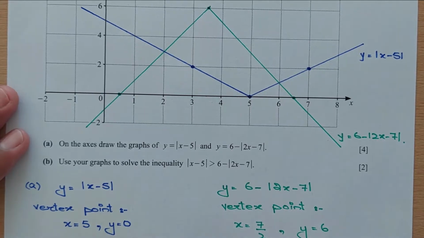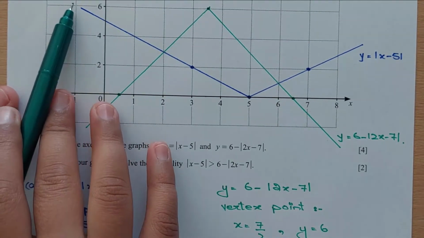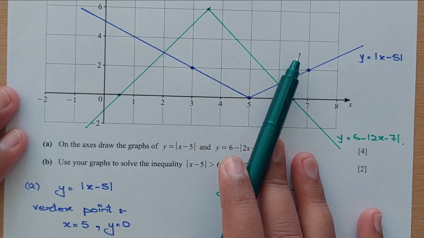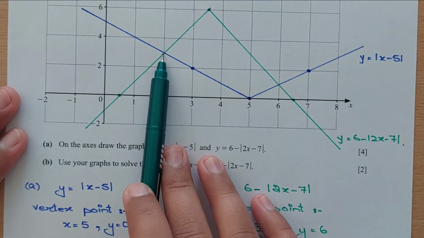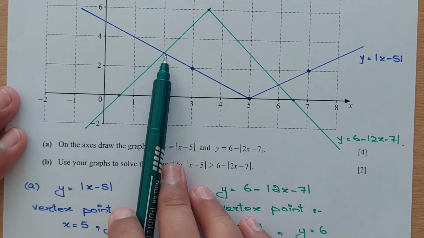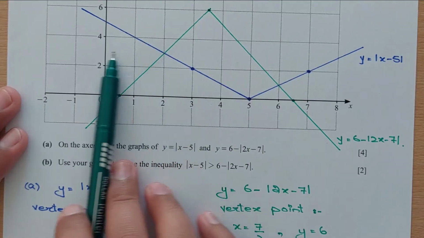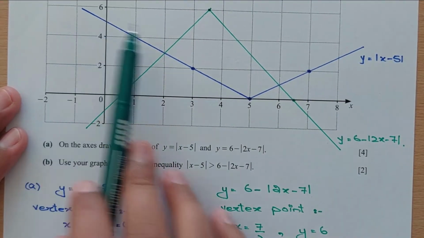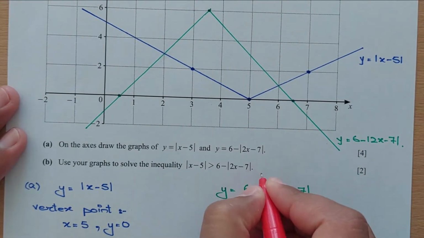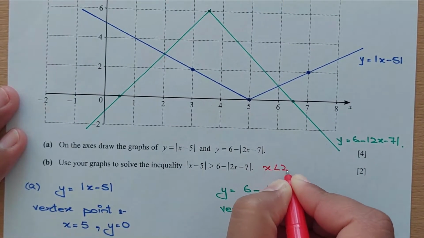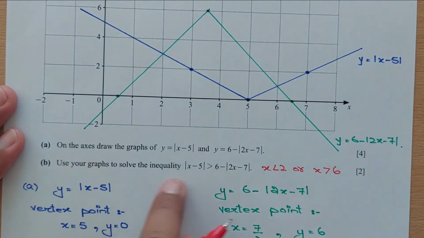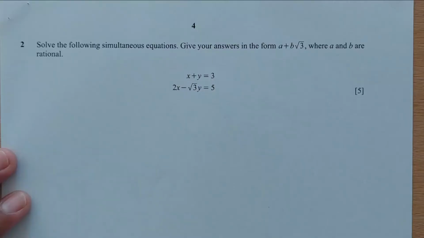Okay, so at what points is the function greater? This blue one is more than the green one. As you can see, it has intersections at 2 and at 6. So the blue one is more than the green one for all values of x less than 2 and more than 6, right? So for the B part, the answer is when x is less than 2 or when x is greater than 6, the inequality is satisfied.